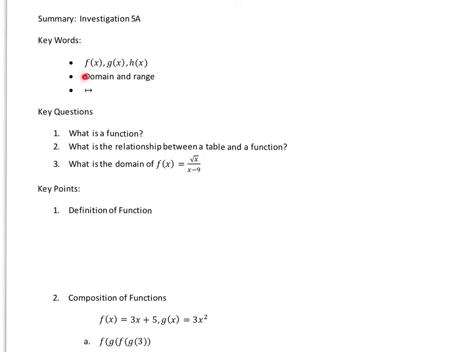Domain and range is just another word for inputs and outputs. Domain is just the set of inputs, and the range is the set of outputs. This notation, we read it "maps to," and that's another way to describe a function.